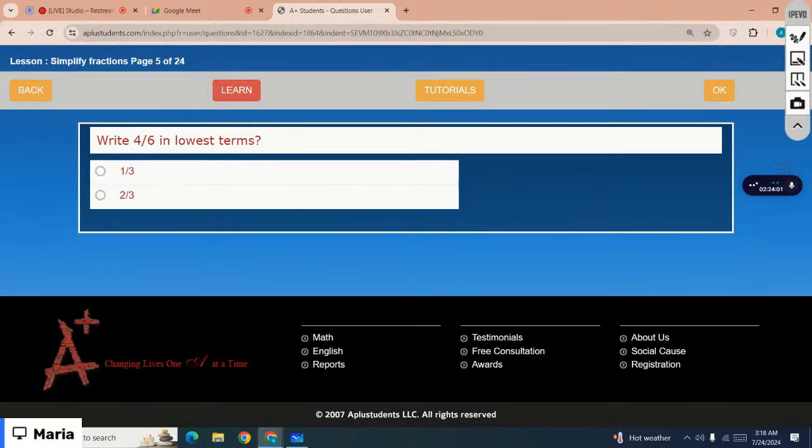Write 4 by 6 in the lowest term. So, which is the correct option? The correct option is, very good, that is 2 over 3. Option number 2 is the correct option.